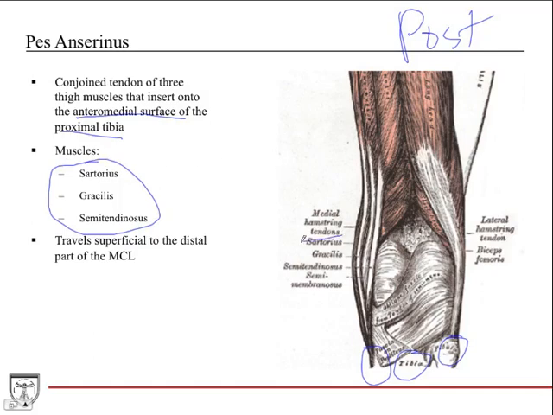So it's sartorius, that strap muscle that goes from lateral to medial. You have gracilis, which travels in here. And then it's semitendinosus, which is this guy right here traveling in. So they all come down like this. Sartorius comes in like this, and then they form this conjoined tendon that attaches down here under the proximal tibia. It travels superficial to the distal part of the MCL. So that's another spatial relationship to be aware of.